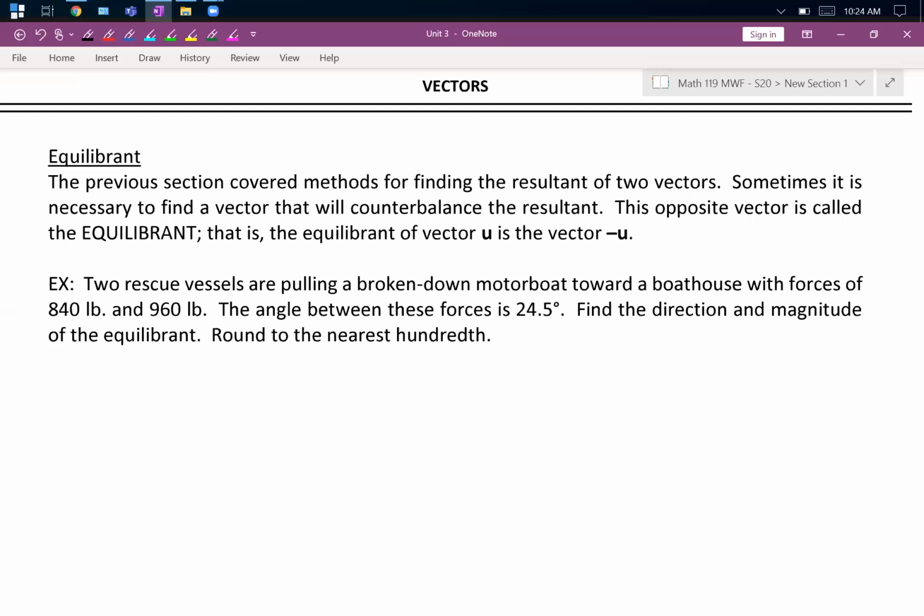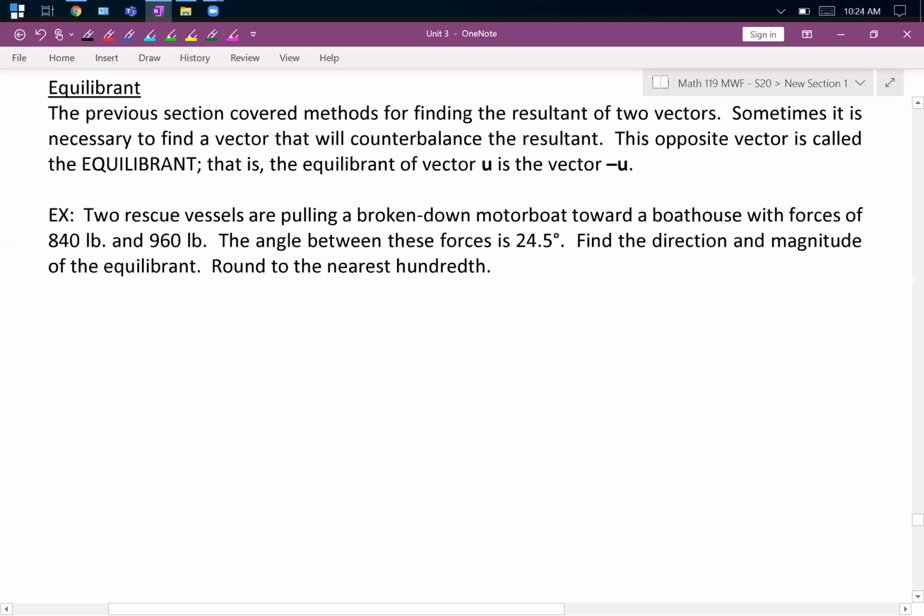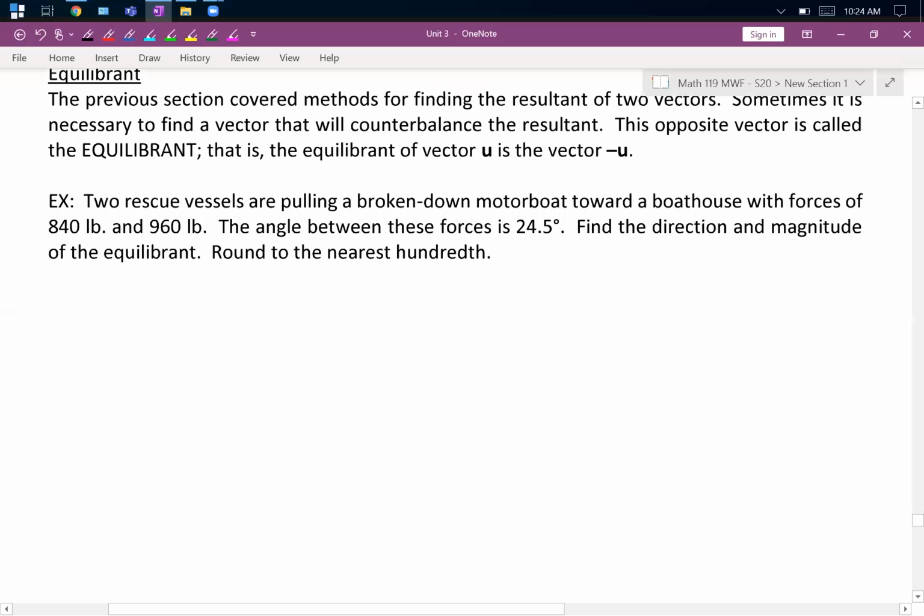Two rescue vessels are pulling a broken down motorboat towards a boathouse with forces of 840 pounds and 960 pounds. The angle between these forces is 24.5 degrees. We want to find the direction and magnitude of the equilibrium. We'll round our answer to the nearest hundredth. You have to find the resultant first, and then the equilibrium is just going in the opposite direction of that.